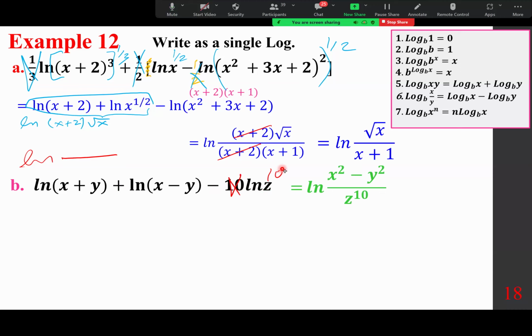Ln of x squared, so x plus y times x minus y. Maybe I write it here first. So ln of x squared minus y squared over z to the power of 10.